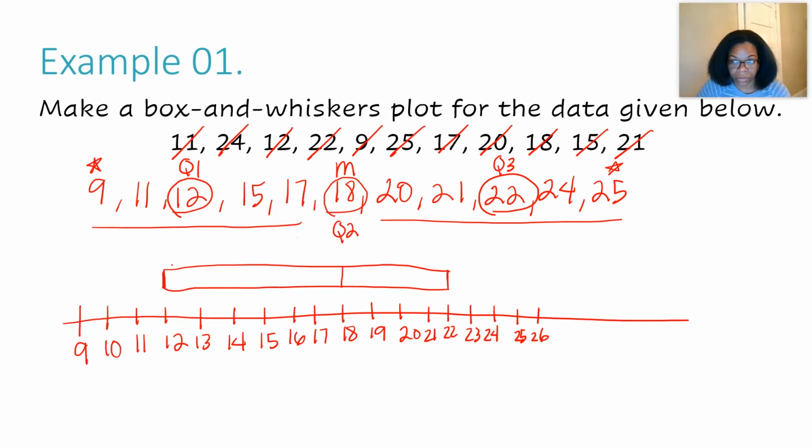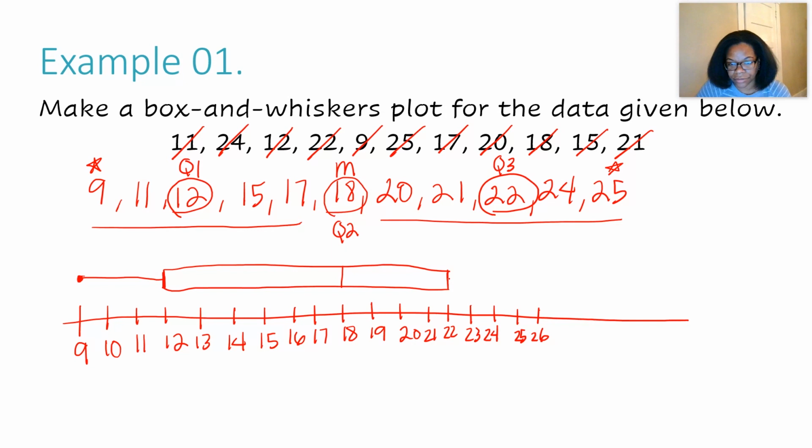Okay, now I need to draw my whiskers. To draw my whiskers, I'm going to start from the edge of my box and draw a line all the way out until my minimum number. And my minimum number is the very smallest number of the data set. So in this case, the minimum number is the 9. So I'm going to draw from the box out to the 9. Okay, and I kind of like to put a dot at the end just to make that point clear.